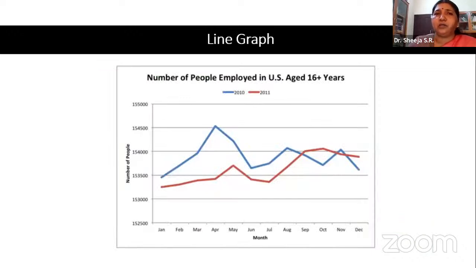Then we can use line graphs. See, the number of people employed in USA in 2010 and 2011. So month-wise data is there. The month is taken along the x-axis, and the number of people is taken along the y-axis. The blue color refers to the year 2010, and the red color is for the year 2011. So we can understand the trend as well as make a comparison by looking at the line graph.